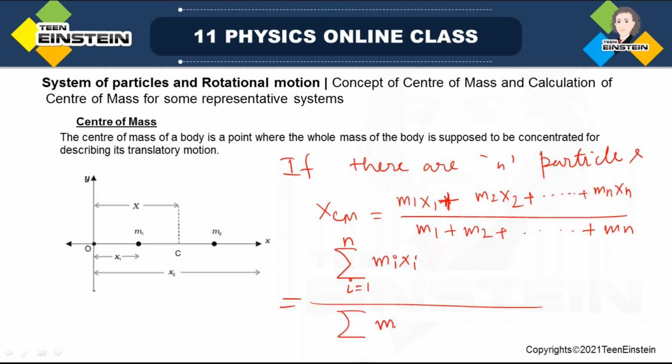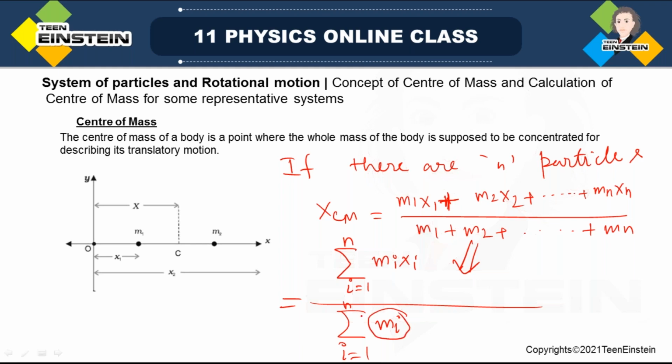In the denominator also I can write i goes from 1 to n. Here also, if you put i equal to 1, then m1. Since the summation sign is there, you have to write plus, then put the next value, 2, so plus m2, then plus m3, like that it goes. So these are equivalent, written in a short notation.